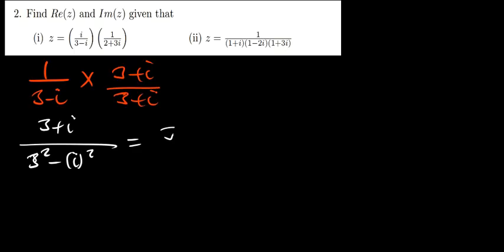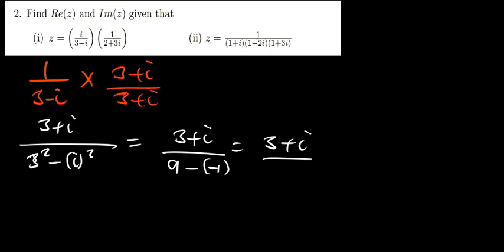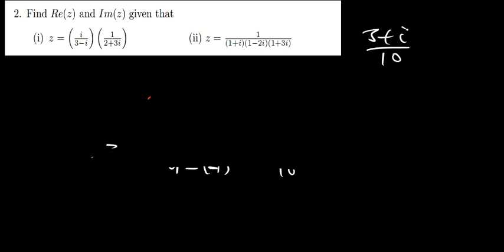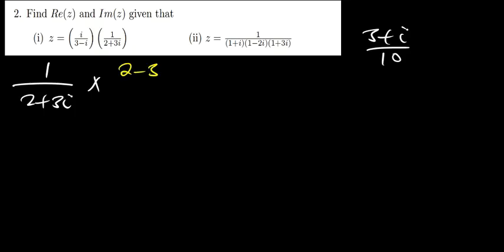We'll have 3 plus i divided by 3 squared is 9. Then here I'll have i squared is negative 1. So I'll end up having 10. So now the first part here, I have 3 plus i divided by 10, like that. I need to work out the second part and then I multiply them. So I'll say 1 divided by 2 plus 3i. This will be equal to 2 minus 3i divided by 2 minus 3i.